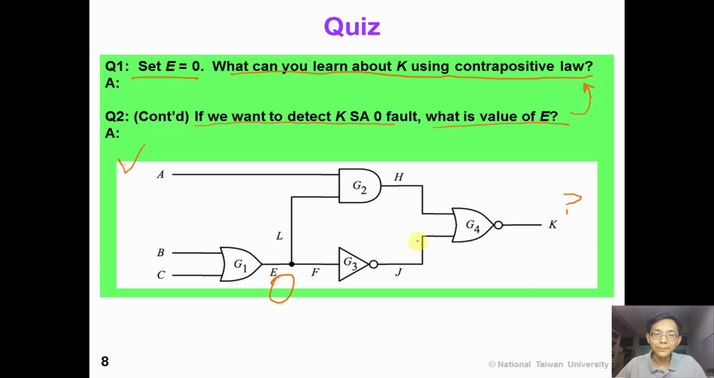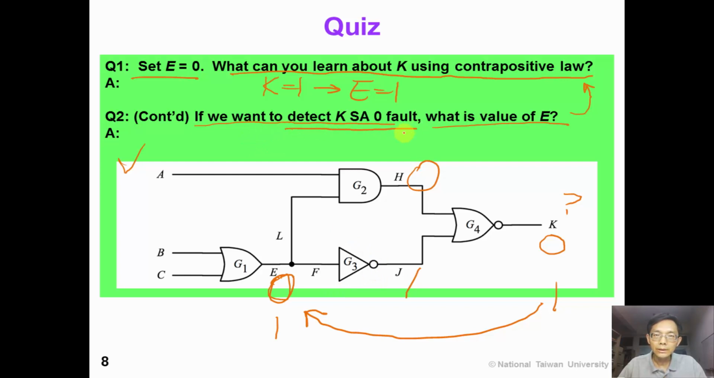Okay, are you done yet? If E is 0, then J is 1, by implication H is 0, so that we know K is 0. Using the contrapositive law, we know that K equal to 1 implies E equal to 1. For question number 2, if we want to detect K stuck at 0, then we want to set the value of K to 1. By the learning result, we know that E must be 1. Have you got it correctly?